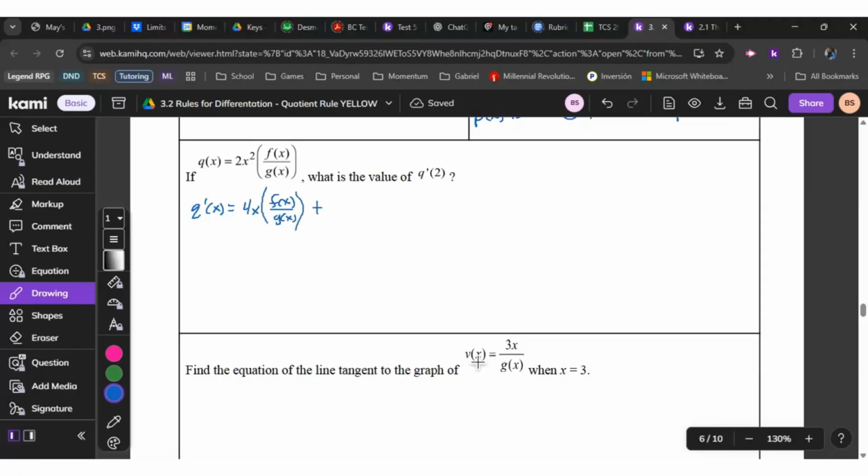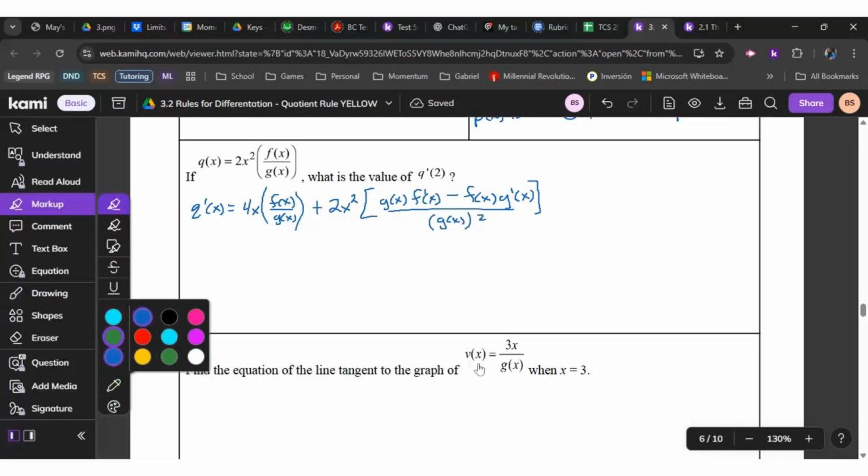Then I'm going to add to that, and this is where I'm going to end up having to do a quotient rule. So 2x squared, the first one, times the derivative of the second, and that's where now I have to break into a quotient rule. So I'm going to do a nice big bracket here, and I'm going to do the quotient rule. So low d high minus high d low all over low squared.